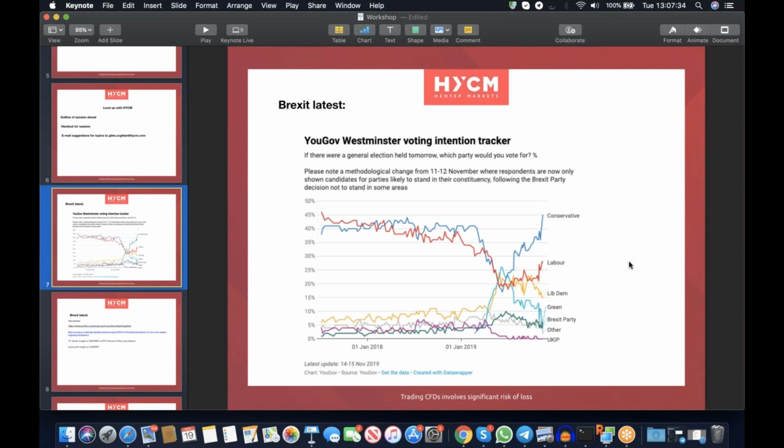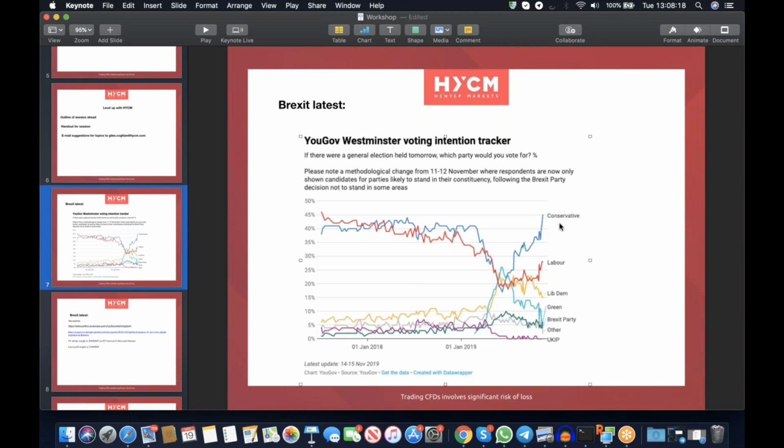As long as the Conservative Party remains in a majority, that is supportive for the pound. UK PM Johnson is the leader of the Conservative Party. And as long as the Conservative Party has the lead in the polls over the other parties, that means a Conservative majority-led government is more likely. That means that PM Johnson is more likely to get his Brexit deal through Parliament. It's more likely to be some kind of deal as a result of a Brexit arrangement between the UK and the EU, and that is supportive of the pound.